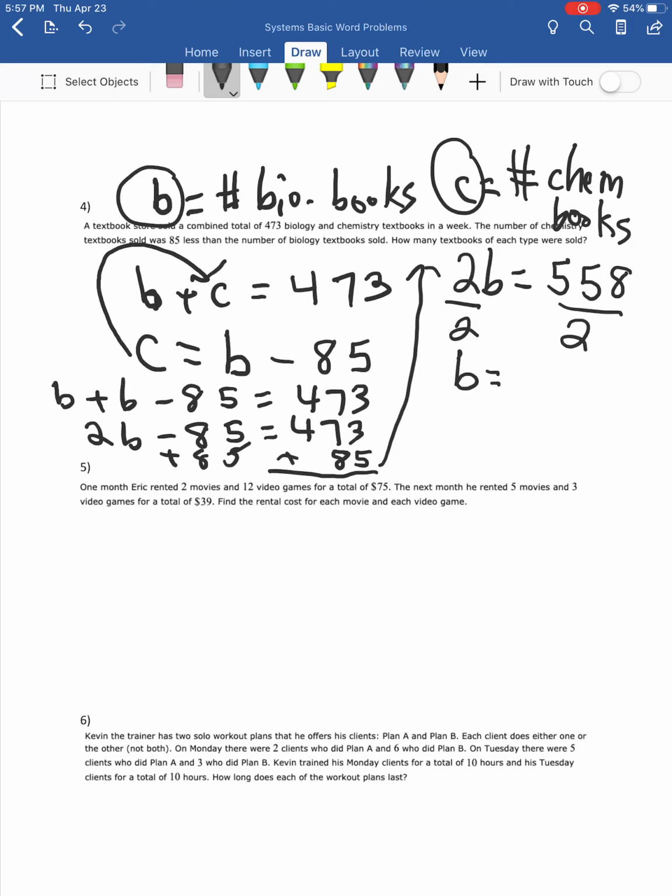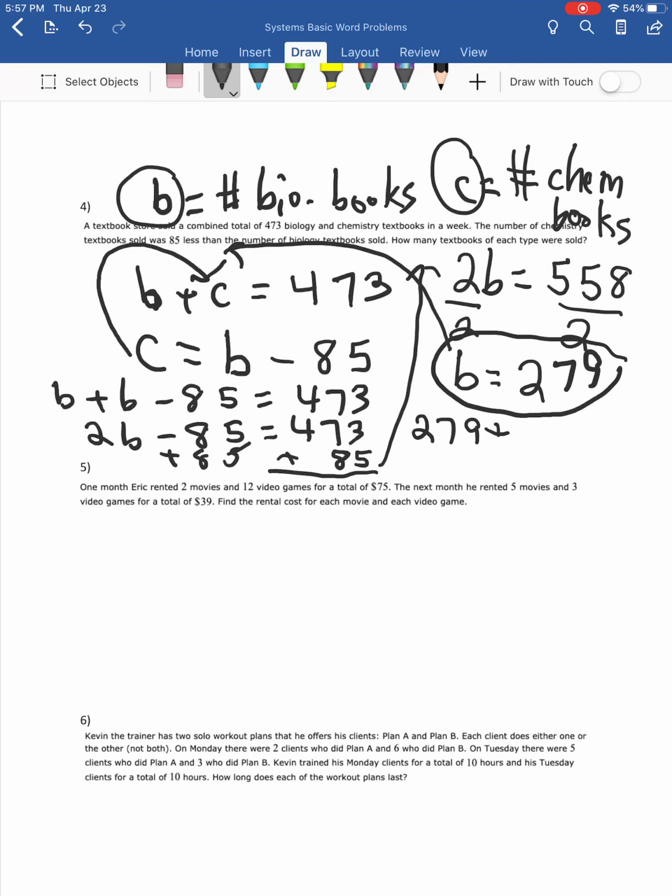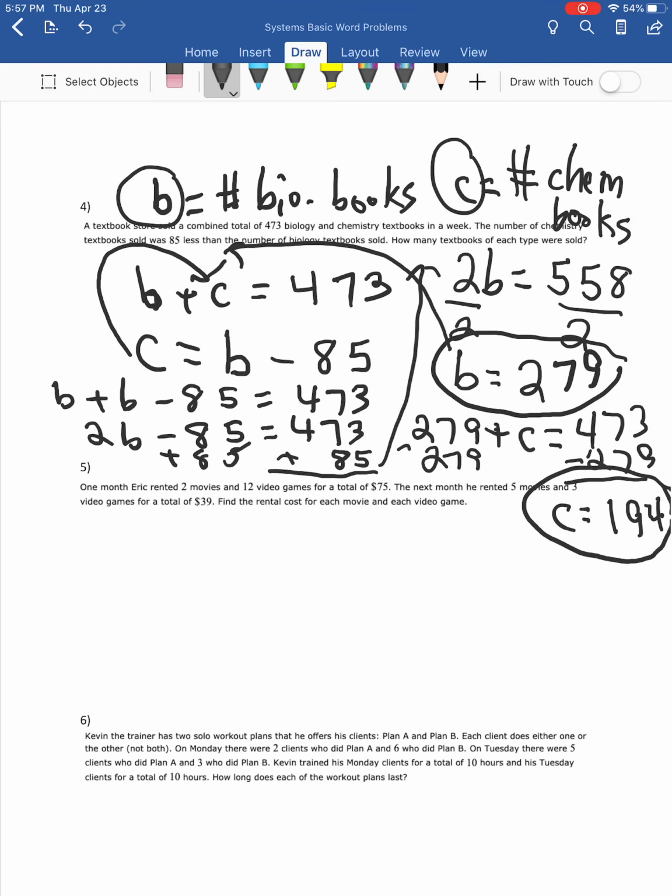So B is 279. Okay. So the number of biology textbooks was 279. Then I'm going to substitute into the top. So 279 plus C equals 473, minus 279 on both sides. So C equals 194. Yes. All right.